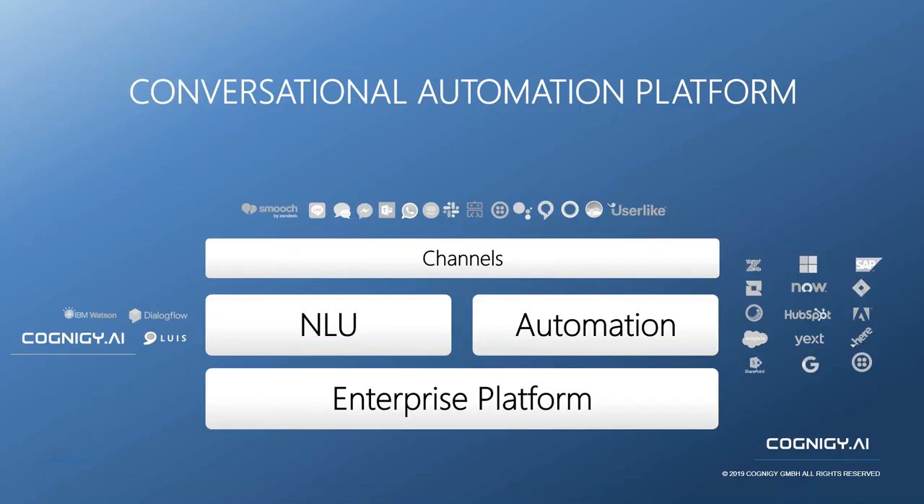The customers use these channels to communicate with our AIs, and the text they are sending into the system then hits our natural language understanding. This is the AI component of the system. We have our own natural language understanding engine called Cognigy NLU, but we also support hooking in other existing systems like IBM Watson, Google Dialogflow, Lewis, or many others.